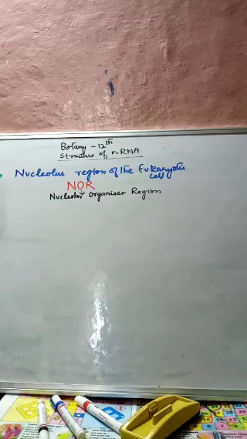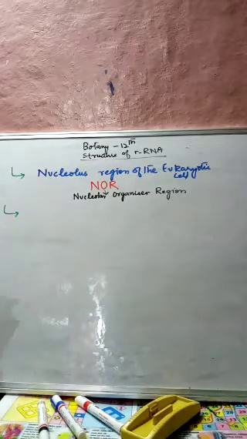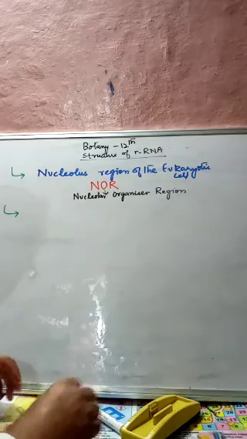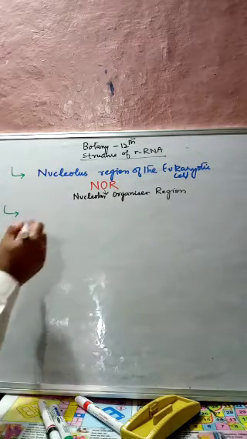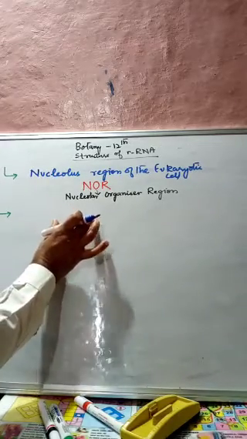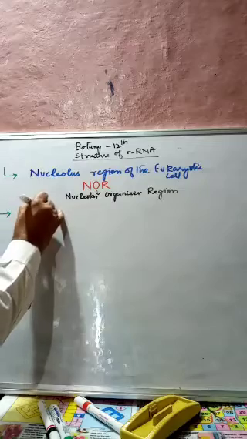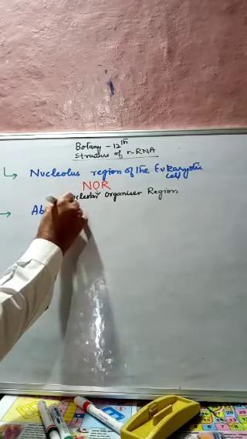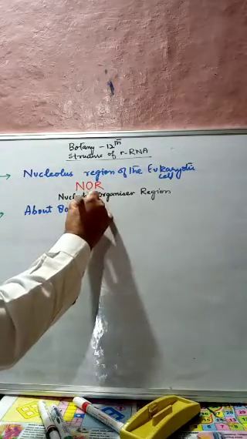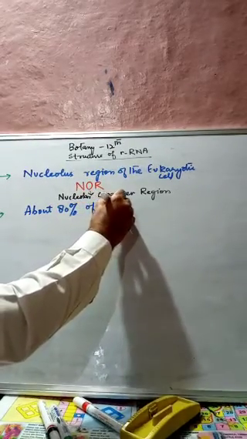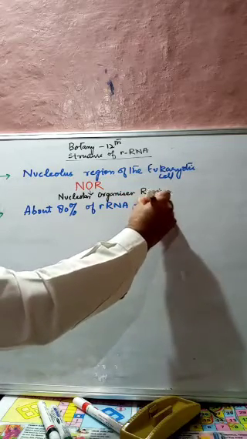One more thing we will say about this: we have got different types of rRNA. About 80% of the RNA, it has been seen, is rRNA.